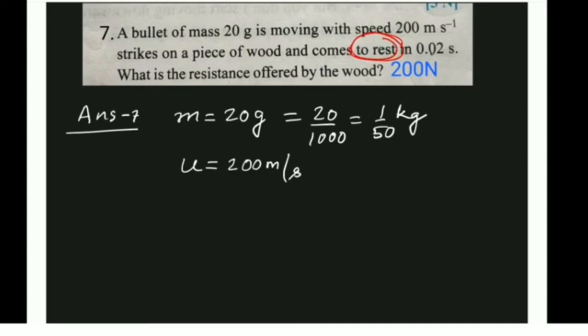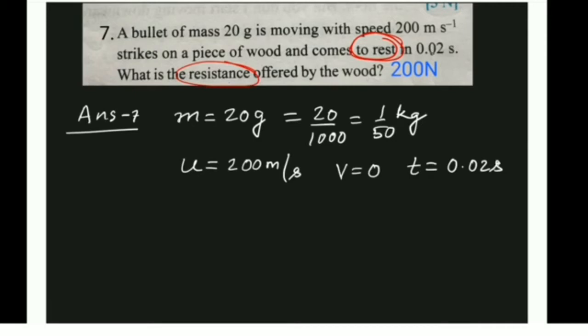So here v, the final velocity, will become 0, and what is the time? 0.02 second. They are asking for resistance. You know the meaning of resistance? Resistance means they are asking for retarding force, because there is a motion in the body and there is some force which is actually trying to stop that body. So it means it is retarding force. So your answer must come in negative.